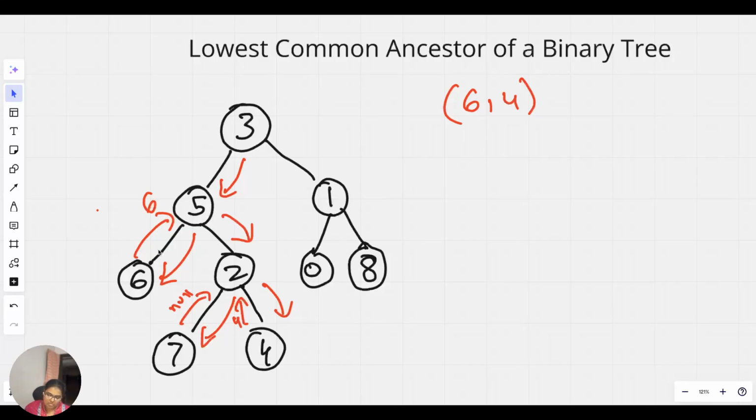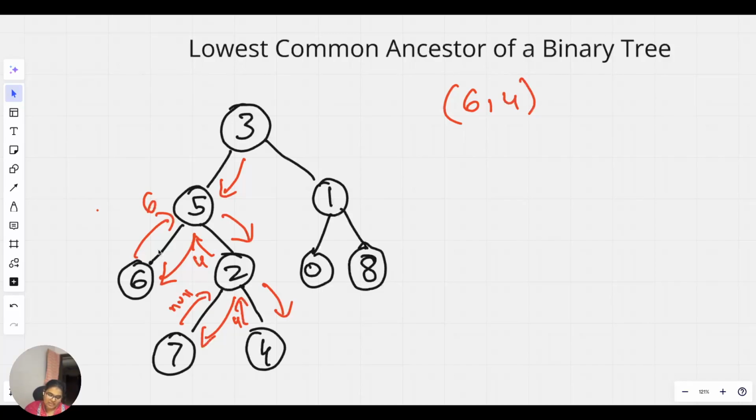So at node 2, left returns null, right returns 4. That means it found one of the nodes we are looking for, 4. So 2 will return 4. Now, if you observe 5, it found one node on the left, one node on the right. So it will return itself. That means it is the common parent for 6 and 4. So 5 has found the nodes, one on the left and one on the right. Earlier, if you see 2, it found only one of the nodes.